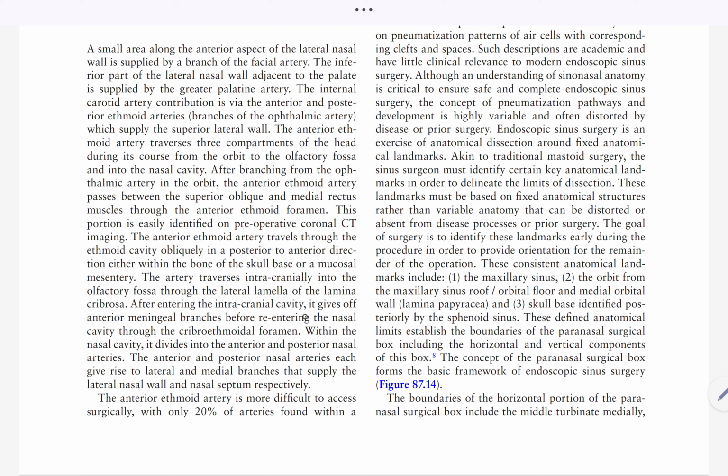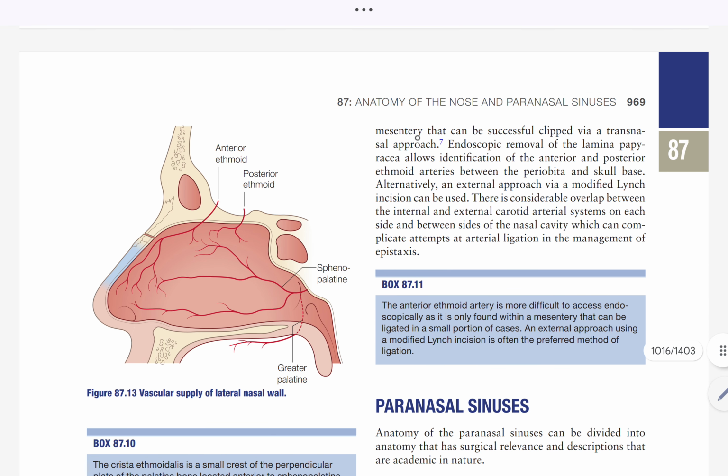After entering the intracranial cavity, it gives off anterior meningeal branches before re-entering the nasal cavity through the cribroethmoidal foramen. Within the nasal cavity, it divides into the anterior and posterior nasal arteries. The anterior and posterior nasal arteries each give rise to lateral and medial branches that supply the lateral nasal wall and nasal septum respectively. The anterior ethmoidal artery is more difficult to access surgically, with only 20% of arteries found within a mesentery that can be successfully clipped via a transnasal approach.